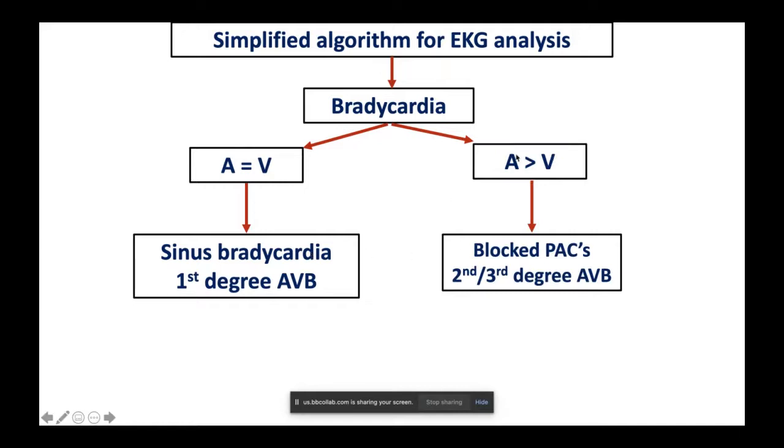However, if you have more A's than V's, it could be one of two things. It could be premature atrial contractions that are blocked, meaning that they are not going out to the ventricle. Most common cause of bradycardia in newborn babies in the newborn nursery, quite remarkable. Or you could be dealing with something more nefarious in terms of second, advanced, or third degree AV block.